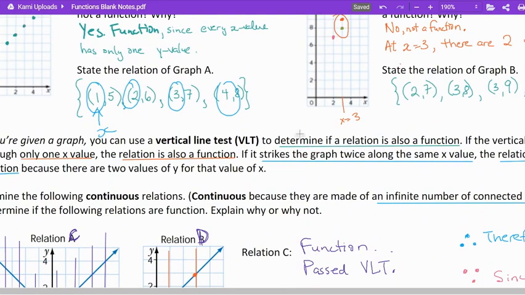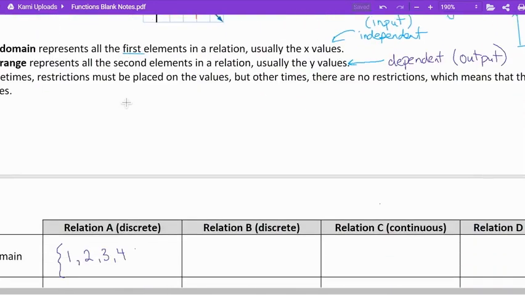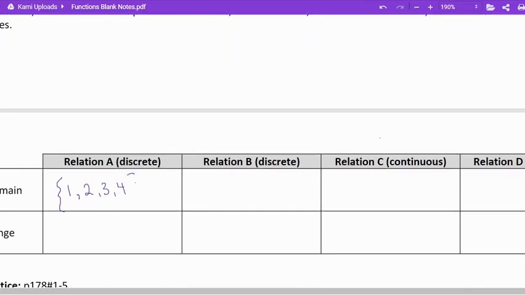I did. Okay, and then the y values are 5, 6, 7, 8. So again, since it's a discrete function, we have just specific points, 5, 6, 7, and 8. Okay, and this describes relation A, which is a function.